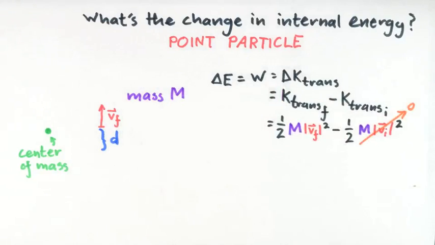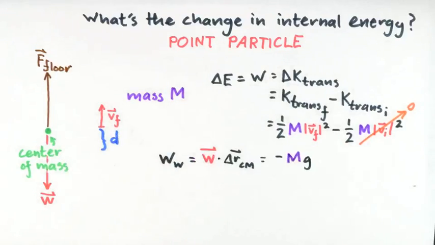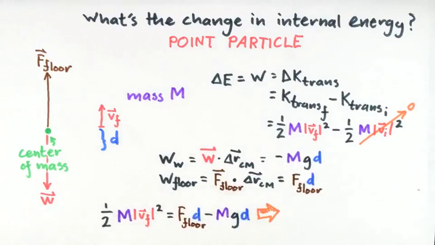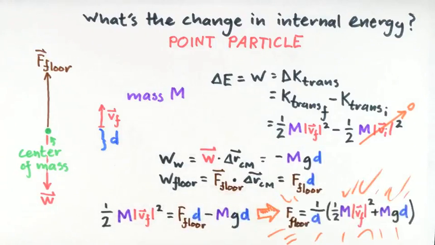However, we can use the energy principle on this simplified model to solve for the unknown surface contact force, the force of the floor on the person during the jump, if we assume that force is constant during the jump. For the point-particle model, the weight force does negative work, and the surface contact force does positive work as both act through the center of mass displacement. Putting all this into the energy principle, we can solve for the force of the floor on the jumper.